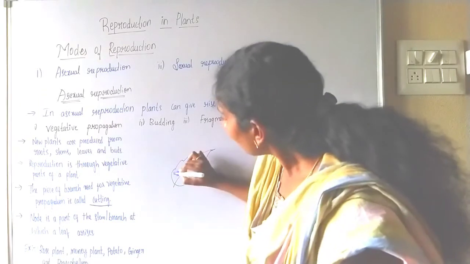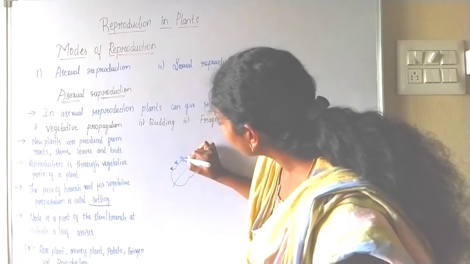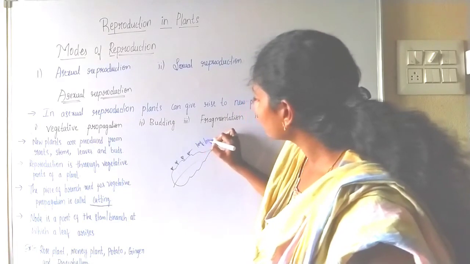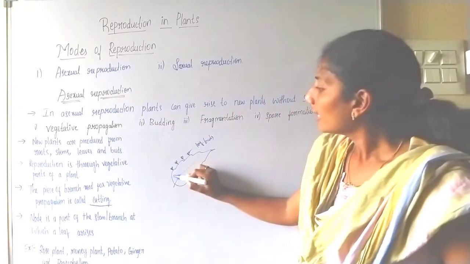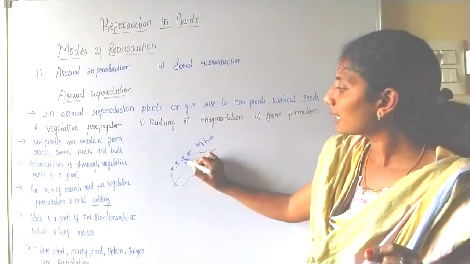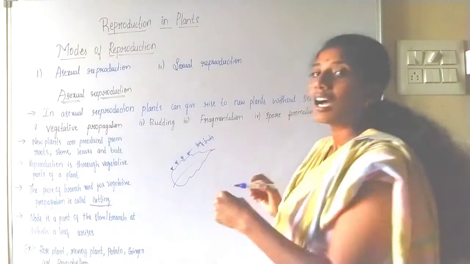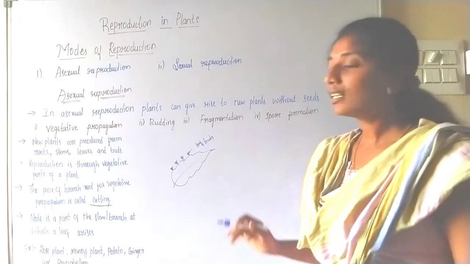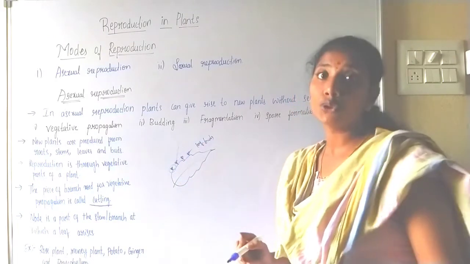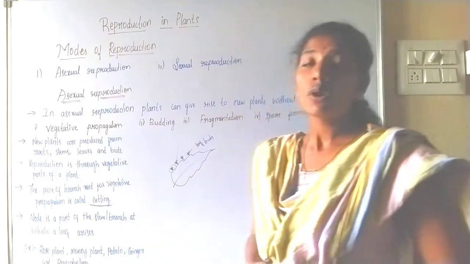Why? Because at the margins of this leaf there will be leaf buds. These are called leaf buds. You can see the bud formation at the margins. When these leaves fall on moist soil, you can see the development of new plants from these buds. Each bud will turn into a new plant. So this is also one such example which comes under vegetative propagation.